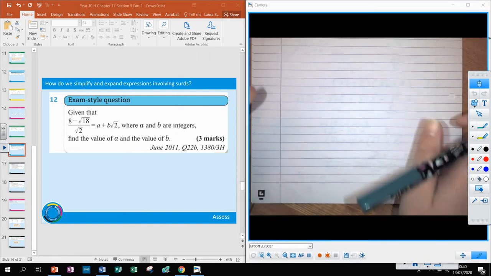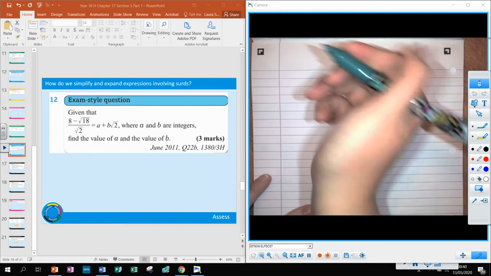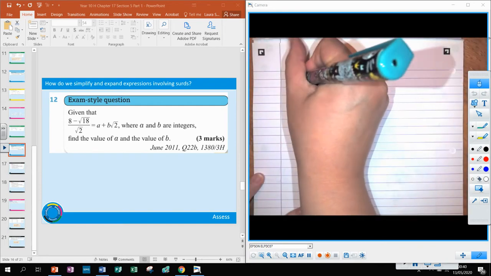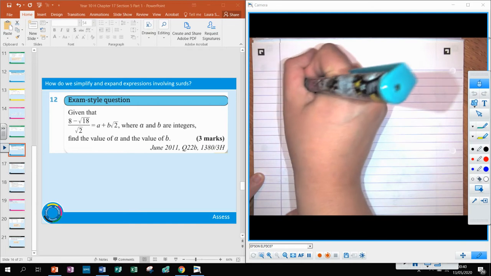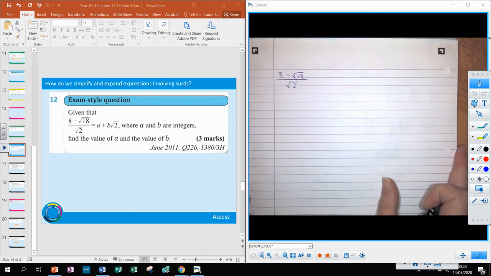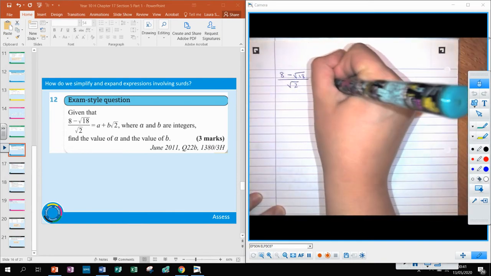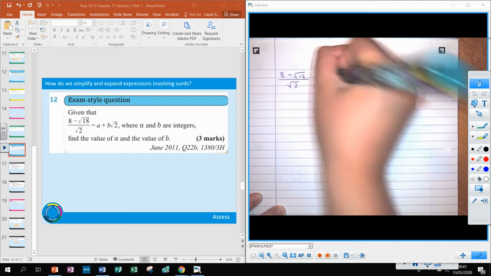Okay, well done. Let's see how we did. So let's write it down. We have 8 minus root 18 all over root 2, and they want us to write it in the format of a plus b root 2. Fine, so we know we need to rationalize, in other words, we multiply by root 2, top and bottom.